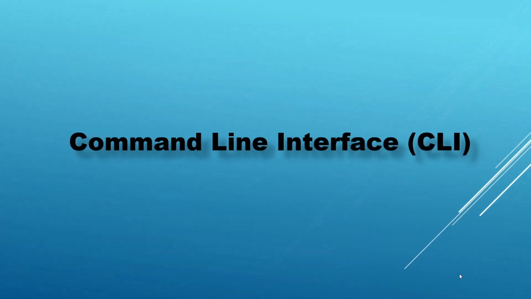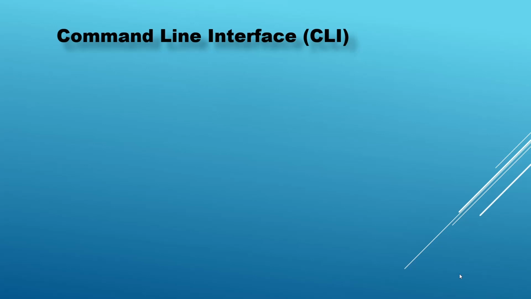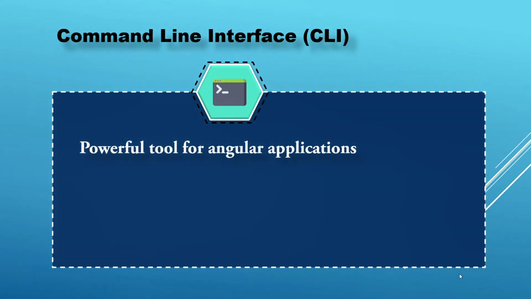So now we'll see what the command line interface is. Let's say we need a new project. What we do is ng new, and then we give the project name, and it will do all these things. It will set up the project and all the structure also, all done by using this command line interface. Whatever command you are giving, that is the command line interface, CLI, and it is also known as Angular CLI. It is a very powerful tool for Angular applications.